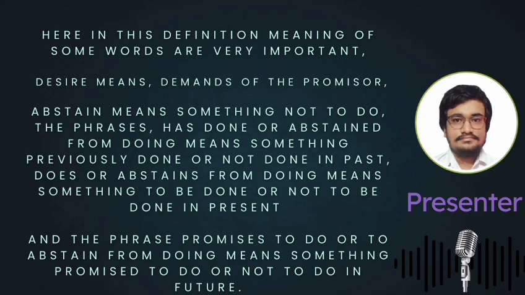Desire means the demands of the promisor or the wants of the promisor. Abstain means something not to do. The phrase "has done or abstained from doing" means something previously done or not done in the past. "Does or abstains from doing" means something to be done or not to be done in the present. And the phrase "promises to do or to abstain from doing" means something promised to do or not to do in the future.